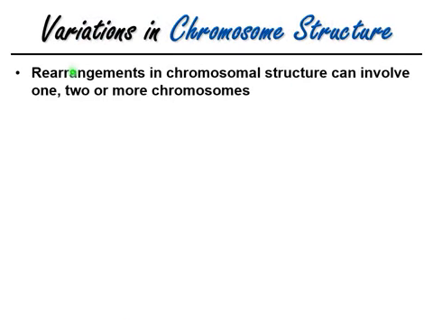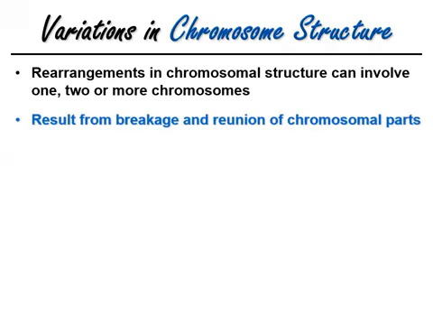So let's start with rearrangements. Rearrangements in chromosomal structure can involve one, two, or more chromosomes. And all of those that I just showed you result from breakage and reunion of chromosomal parts. So remember, our chromosomes can break. They can break from shear force. There could be certain areas that are fragile and could actually break very easily.